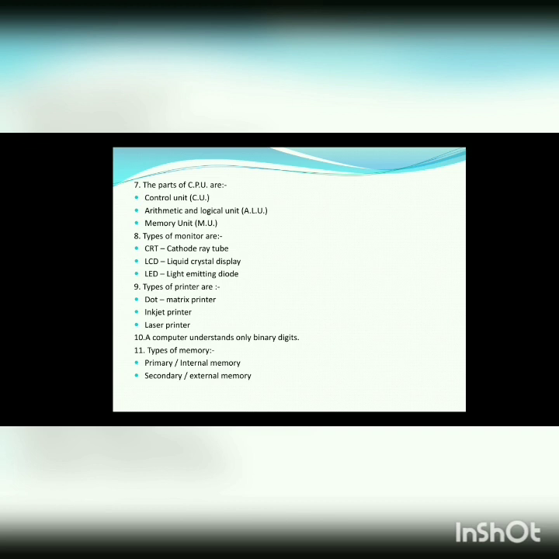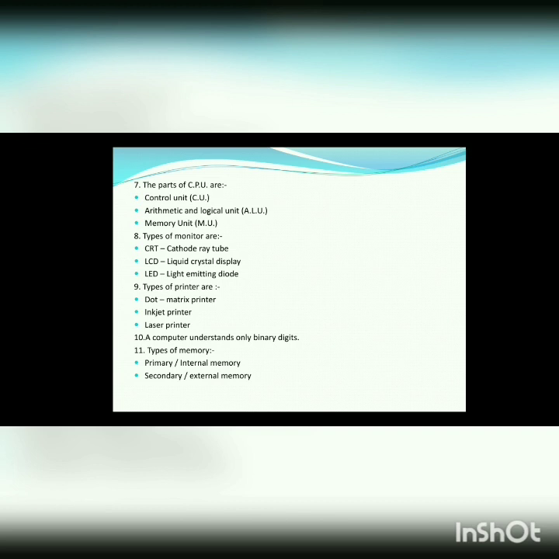There are 3 types of monitor. We know that monitor is an output device. The output displayed by monitor is called the soft copy. Now the CRT, cathode ray tube, LCD, liquid crystal display and LED, light emitting diode. These are 3 types of monitor.